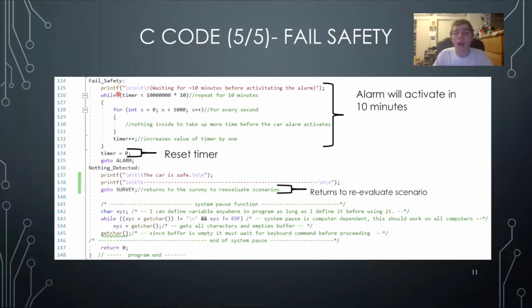So basically what happens is it will see and it will take up some time before the car alarm activates, and then the timer will reset. So if the scenario ever happens again, it will start at 0, the timer, and go up to 10 minutes again. And then this is also our nothing detected go-to loop. So if nothing's detected, it will say the car is safe, and it will go back to the beginning of the survey just to make sure all the scenarios are not occurring. But if one does occur, it can go to that certain situation. And here's just our system pause.